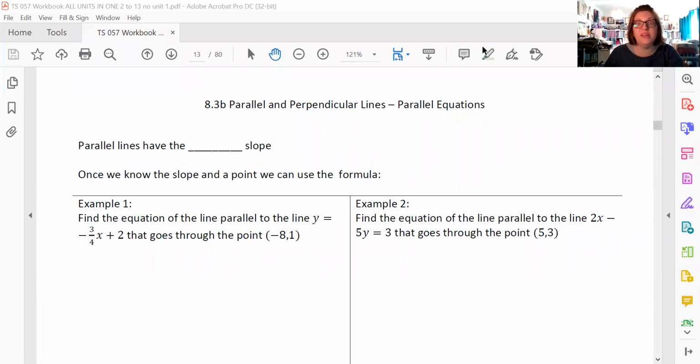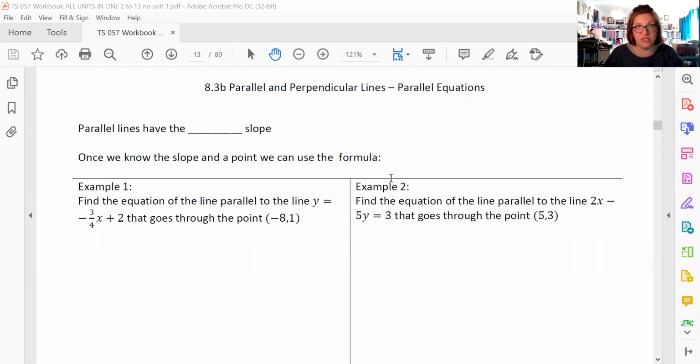8.3b, parallel and perpendicular lines, parallel equations. So up at the top here, the first thing that we're going to fill in, parallel lines have the same slope. They have the same slope because they're going in the same direction and they're never going to intersect. And once we know that slope and one point, then we can use the formula y equals mx plus b to figure out the equivalent parallel line. And so that's what WAMAP is going to have us do.